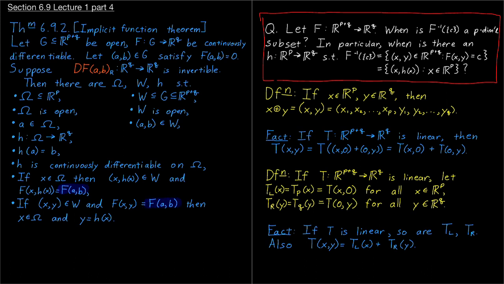I, of course, meant that F(x, h(x)) equals F(a, b), F(x, y) equals F(a, b). The way your book likes to state this, requiring that F(a, b) be equal to 0, and you can make that be true just by adding a constant, but I'm going to state it this way: F(x, h(x)) equals F(a, b), which may or may not be the 0 vector. It turns out this theorem is equivalent to the inverse function theorem.